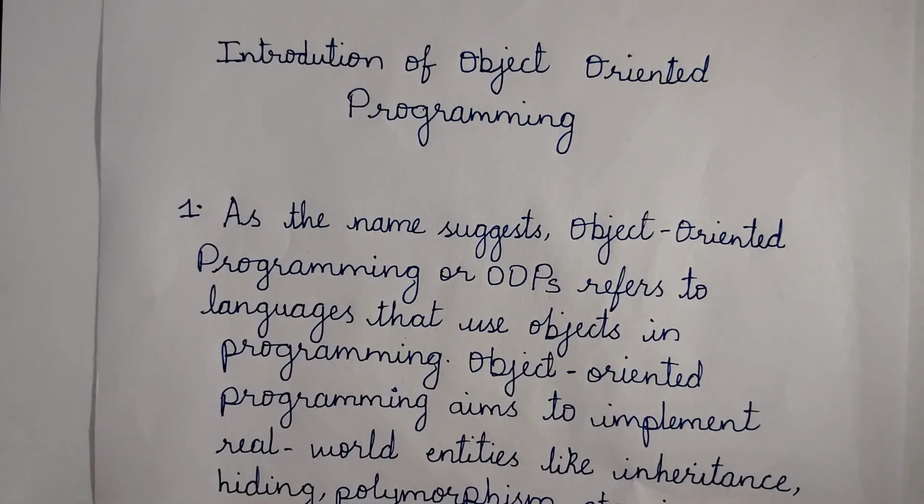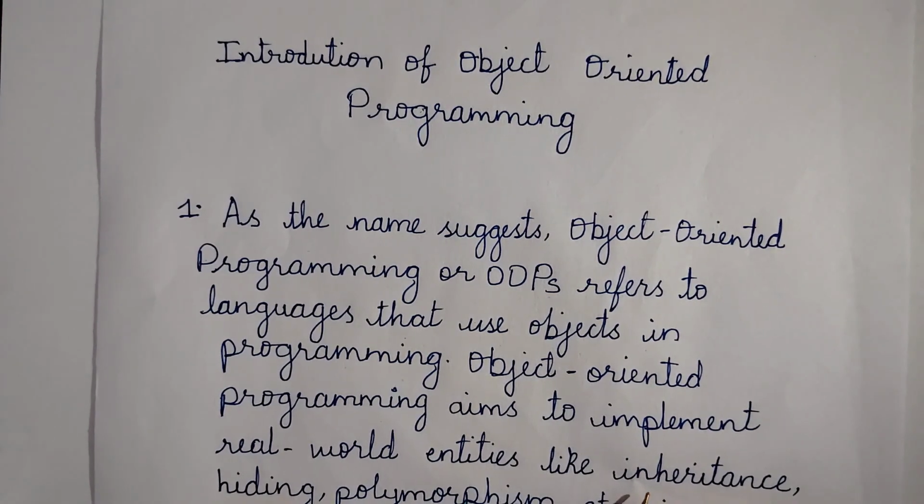Now, what is the aim of object-oriented programming? The main aim of object-oriented programming is to implement real-world entities. What are the real-world entities? Such as inheritance, hiding, polymorphism, abstraction, etc. in programming. These concepts we will learn in the coming videos.